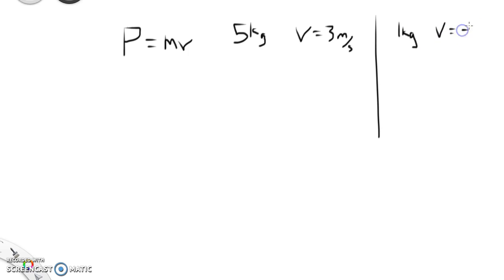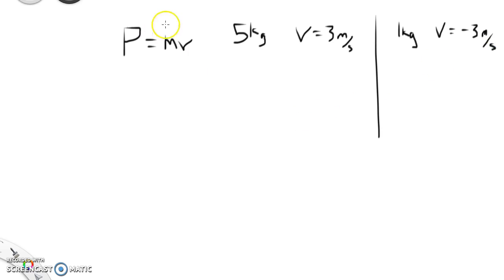Okay, so let's say we have a 5 kilogram mass, and let's say it's moving at a speed or velocity of 3 meters per second. What would be its momentum? And let's do another one for another object. Let's say we have a separate object that has a mass of 1 kilogram, and let's say it's moving with a velocity of negative 3 meters per second. Let's find its momentum too.